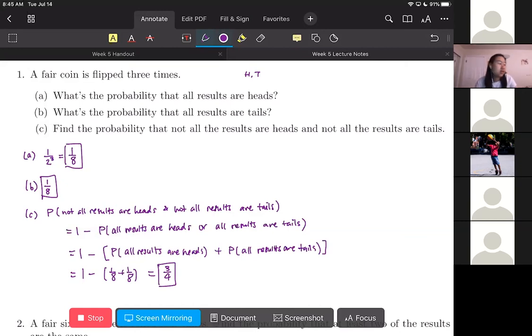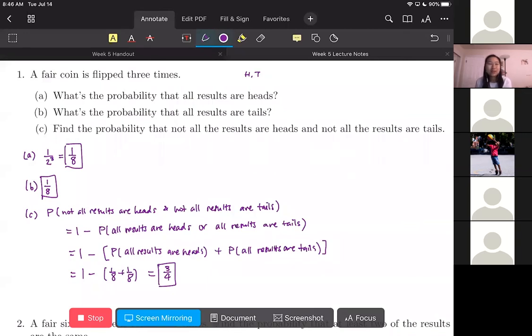And to me, I think this is actually easier than trying to count the results directly. And similarly, if you were given the problem like a fair coin is flipped 3 times, how many sequences are there that are not all heads and not all tails? That's a similar question that you might use complementary counting to count. Any questions on this one? Okay.